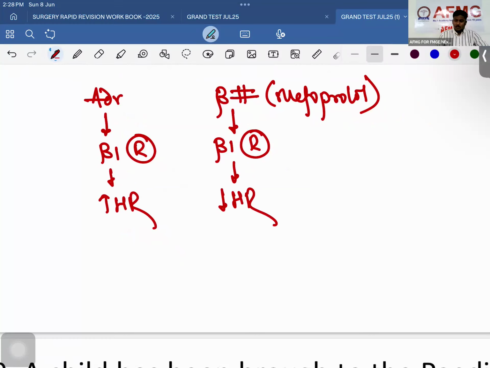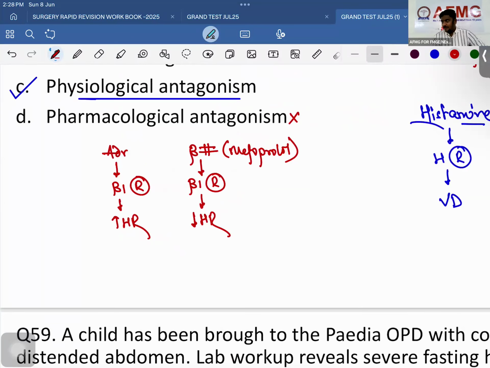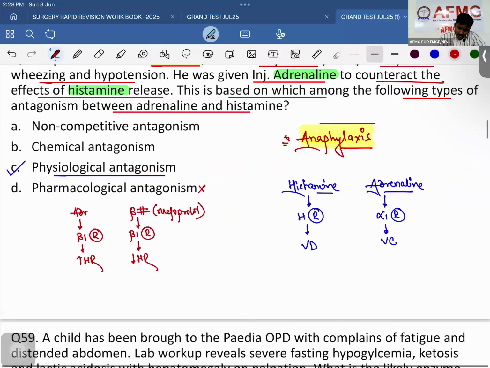So same action or opposite action? Opposite action, beta. And as it is known to cause opposite action, therefore it is going to be an antagonist, beta. And this is going to be a pharmacological antagonism, where one is a natural neurotransmitter in your body, another is basically a drug that is blocking the receptor. Clear about this? It is pharmacological antagonism. No issues with this? Chalo.